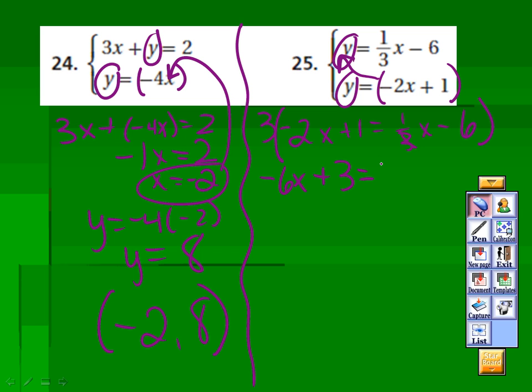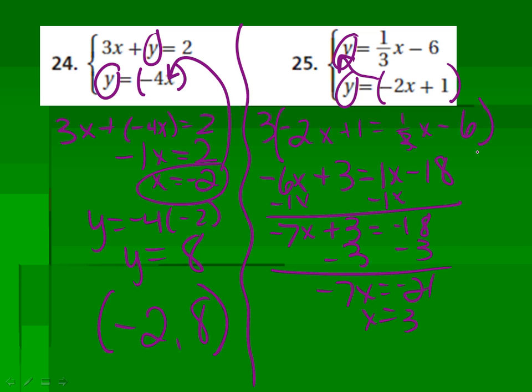The 3's cancel, and I have 1x minus 18. Letters to the left, negative 7x plus 3 is negative 18. Numbers to the right, negative 7x is negative 21, and x is 3. So on this problem, the x value is 3. The y value, I've got to take the 3, plug it in for x. So y is going to be negative 2 times 3 plus 1, which is negative 6 plus 1, negative 5. So the solution is 3, negative 5.